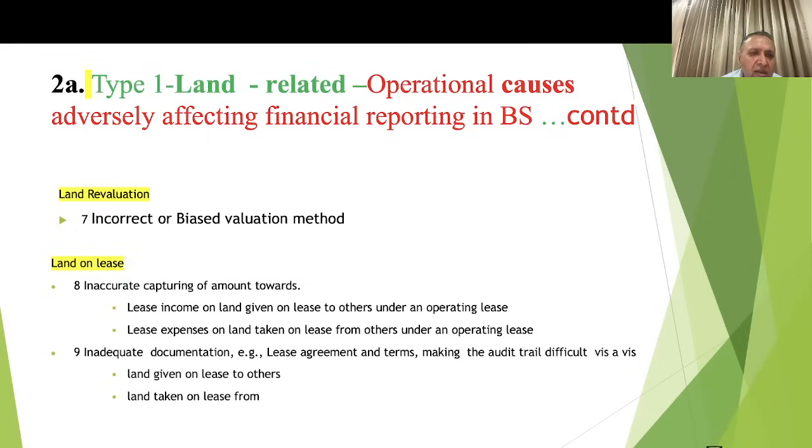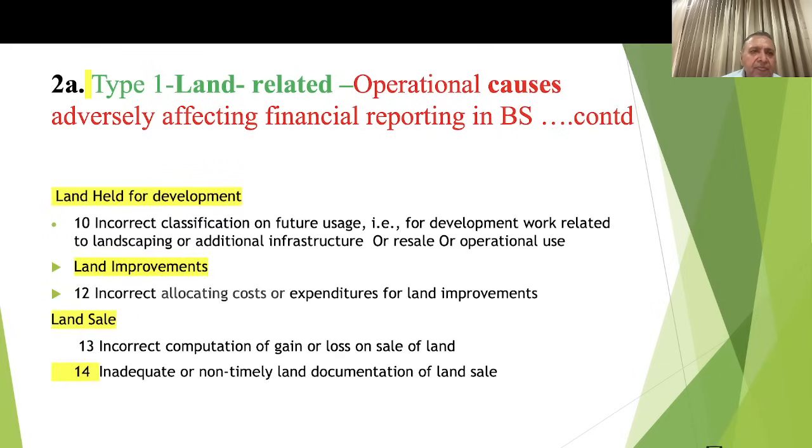And land on lease, which land may be either taken on lease or given on lease. So inaccurate capturing of the lease income in case land is given on lease, and land expenses in case land is taken on lease. Then inadequate documentation for the lease agreement and terms, which can again make the audit trail difficult and therefore inaccuracies in reporting the various aspects related to the lands on lease or taken on lease.